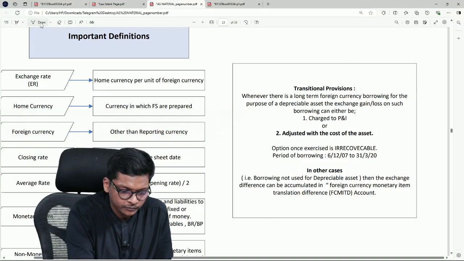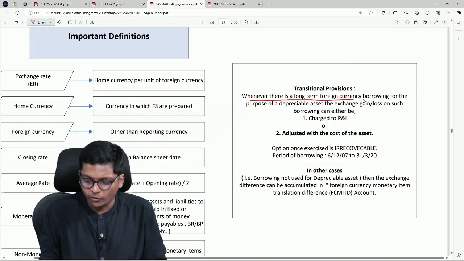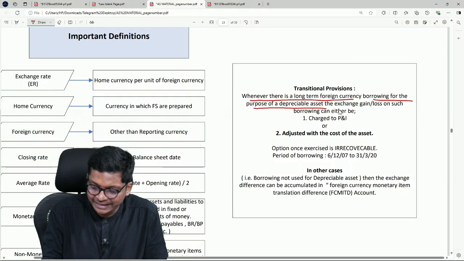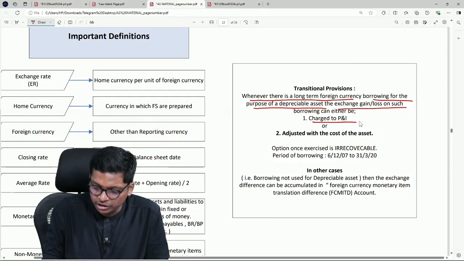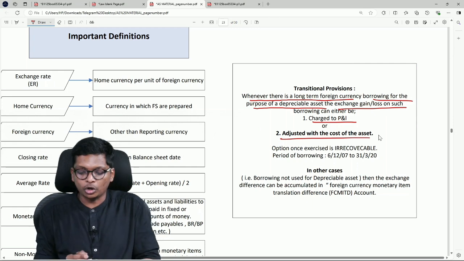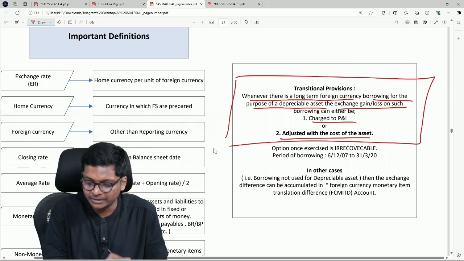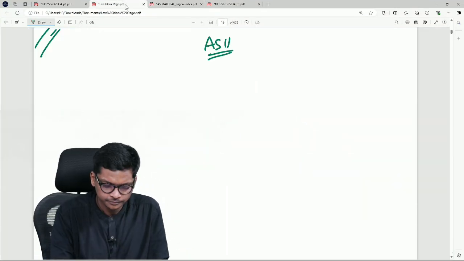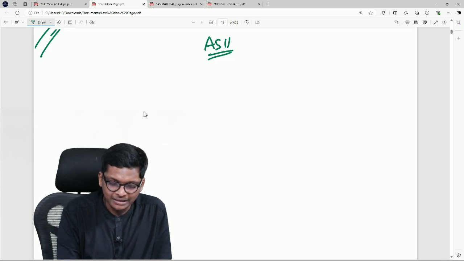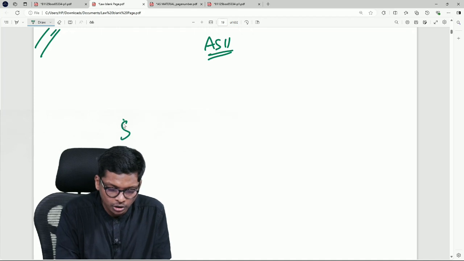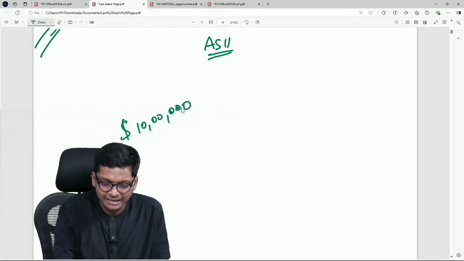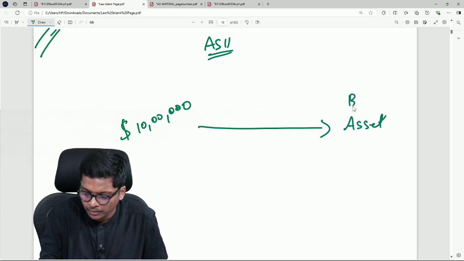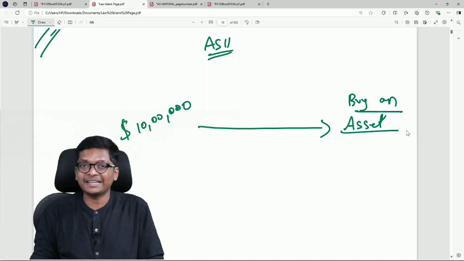It talks about when there is a long term foreign currency borrowing for the purpose of a depreciable asset, the exchange loss or gain can be charged to P&L or adjusted with the cost of the asset. This concept is being tested. Let me explain this once before we go to the sum. Imagine you purchased one asset by taking a loan of $10 lakh guys, not 10 lakh rupees, $10 lakh. This loan was used to buy an asset.